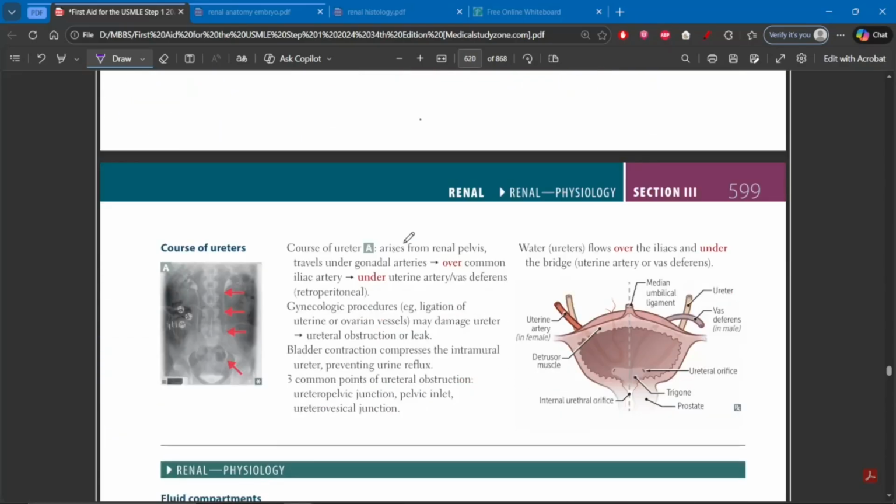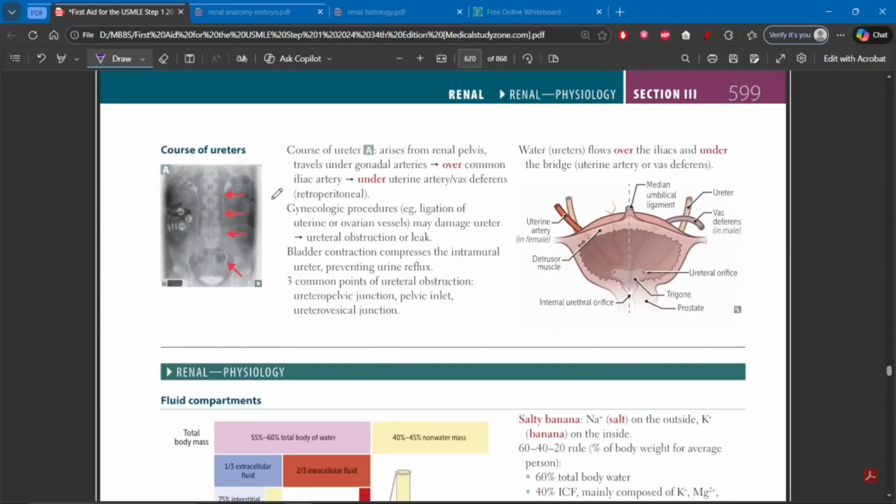Now, looking forward to the course of the ureters. So this is mostly an image-based question, right? This is mostly an image-based question, and there are four constrictions. You can see the four arrows, which may not be clear from this picture over here, but there are basically four constrictions that you must know about, and they are the ureteropelvic junction, the pelvic inlet, and the ureterovesical junction. So this is the part where the ureter enters the bladder.